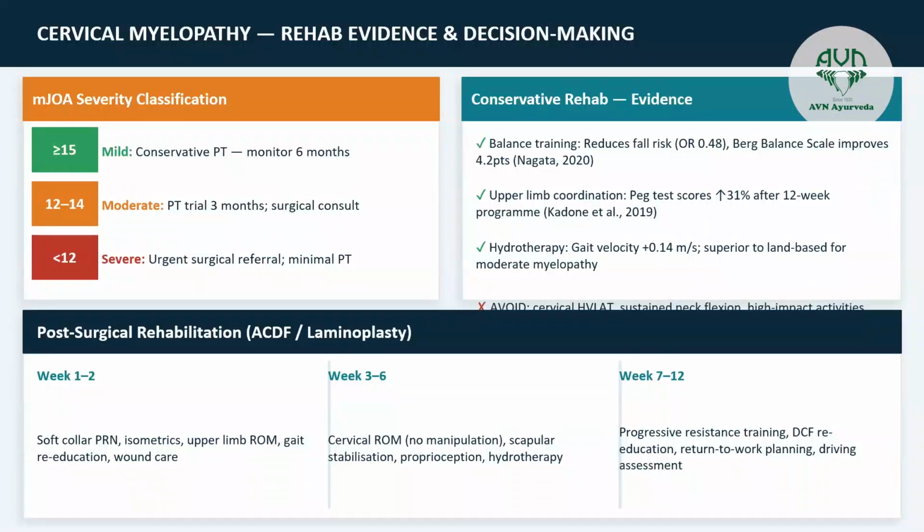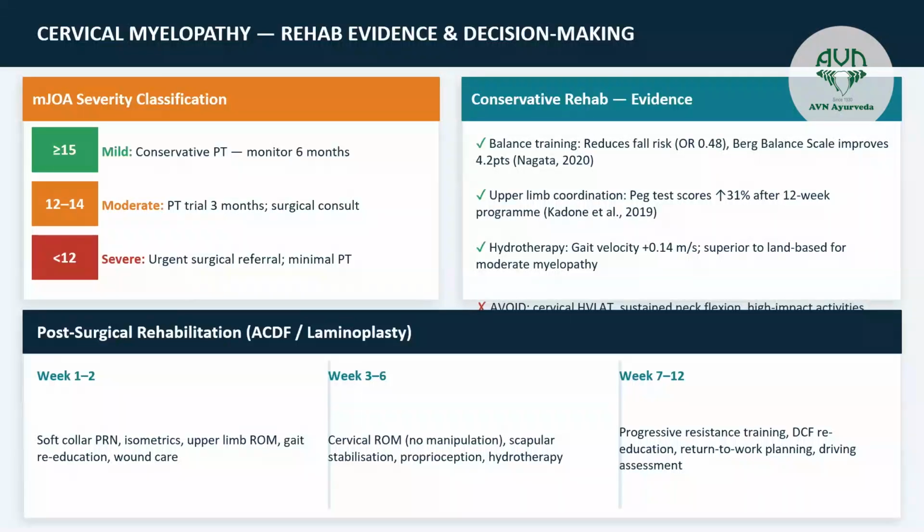And if it's moderate, the grade is 12 to 14, and we can go for physiotherapy for say 3 to 4 months. But in between, they have to consult the surgeon or the neurologist, and they have to grade the decision according to it. And if it's severe, then they have to go for surgical management. And after surgery, we go on with the week-wise plan.